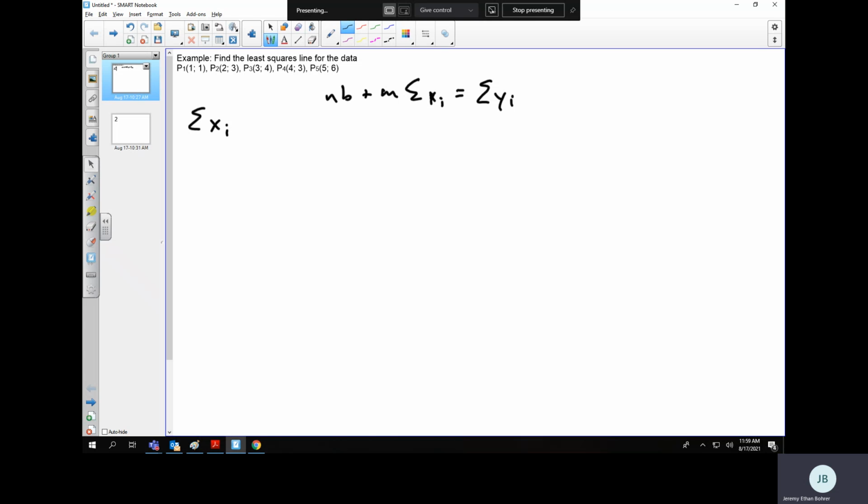Sum of xi, that's just going to be the first x, which is 1, plus the second x is 2, plus the third x is 3, plus the fourth x is 4, plus the fifth x is 5. And 1 plus 2 plus 3 plus 4 plus 5 is 15. N, that's just the number of points we've got, which is 5.